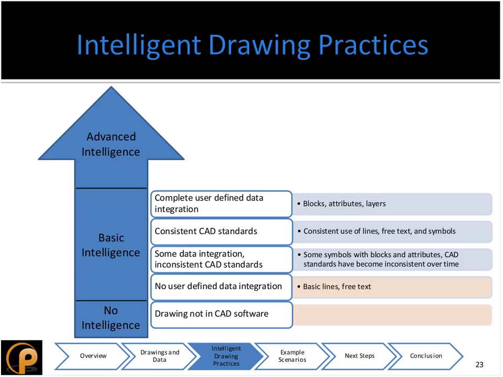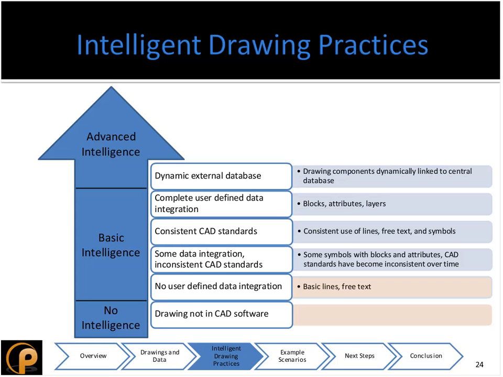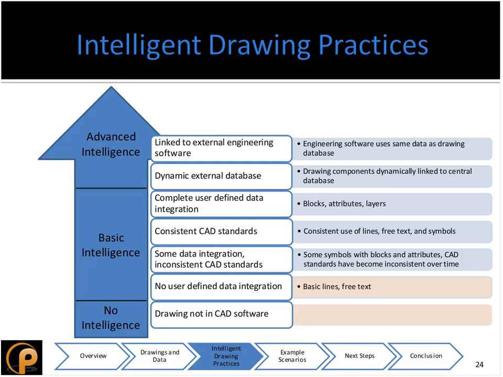And then the next set, I have advanced intelligence. And so this would be generally if you have a dynamic external database associated with your drawings. Right, so I kind of split these up because this may take a different set of CAD software. You can have an external database associated with your drawings where all of your information is actually stored and your drawings just reference that database. That database can also be linked to other engineering software. So your P&IDs, for example, may be linked to your relief systems software.